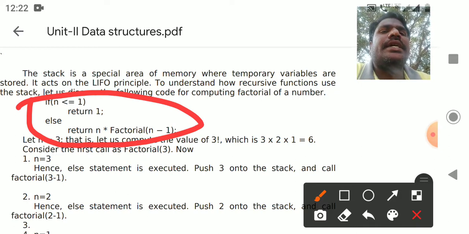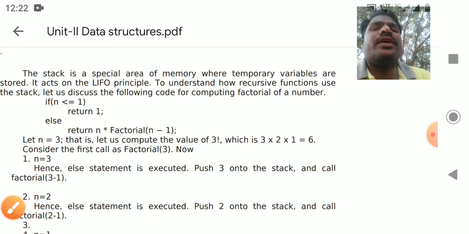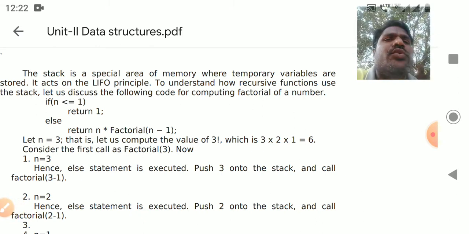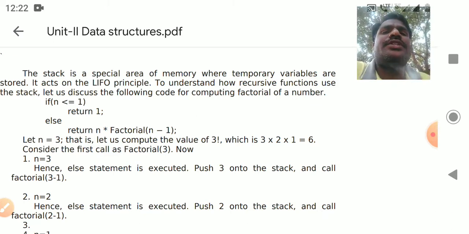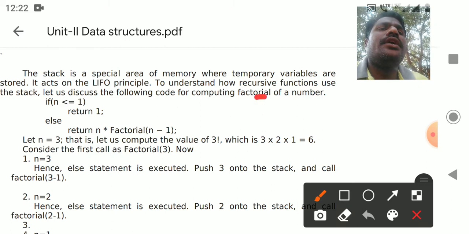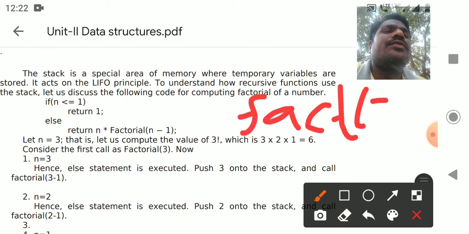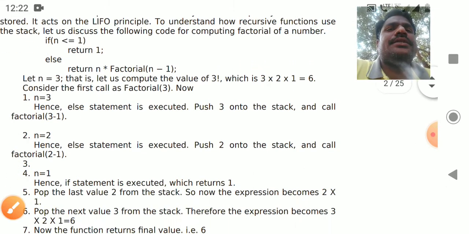Let us consider n is equal to 3. Then what will happen? If n is equal to 3, we have to calculate the factorial of 3, which is 3 into 2 into 1, equal to 6. Now, consider the first call, which may be fact of 3. Now we will see what happens.